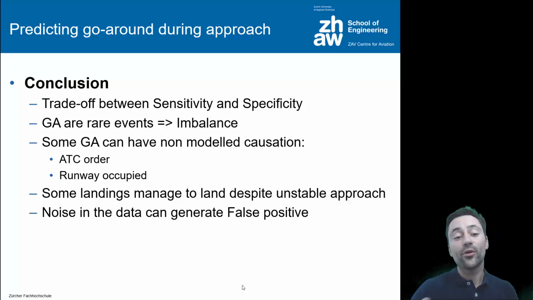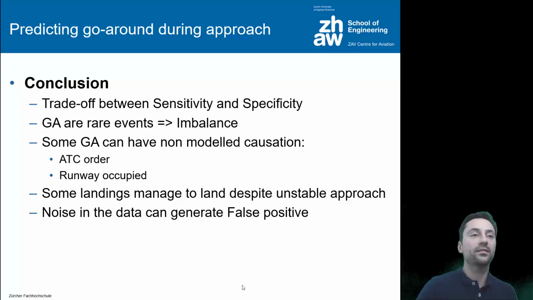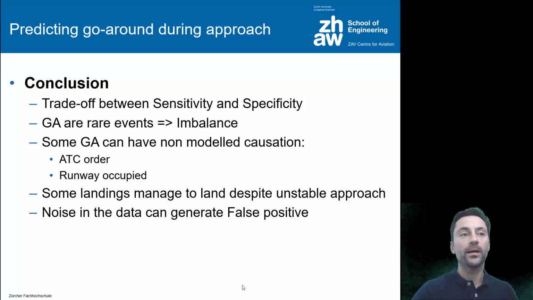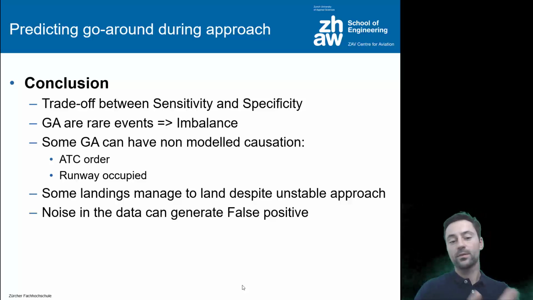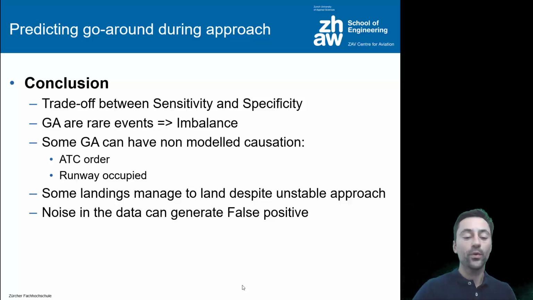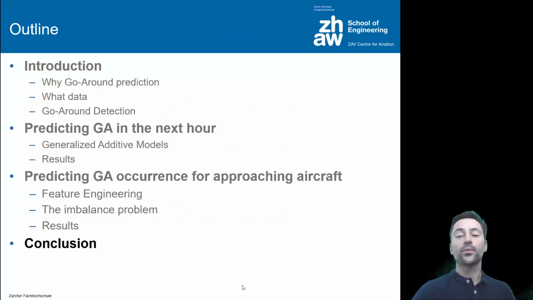Some of the go-arounds are very difficult to model because we don't know the causation. Maybe ATC is just asking an airplane to go around for a reason that we cannot model in this approach. Or, as we said before, maybe the runway is occupied, but because we don't see 10 kilometers away from the runway, we can't model this in our approach. Something else we've seen is that some landings manage to land despite unstable approaches. And the last thing we saw is that we have noise in the data, and this noise might give you some wrong predictions as well. So that's it for my part.